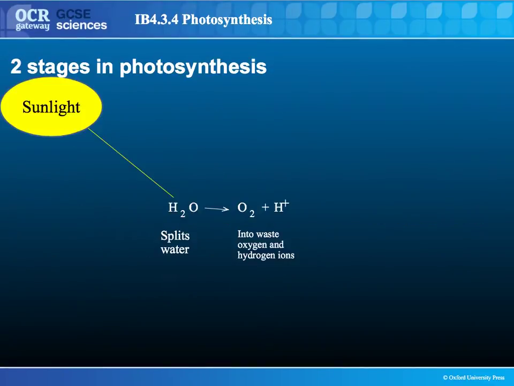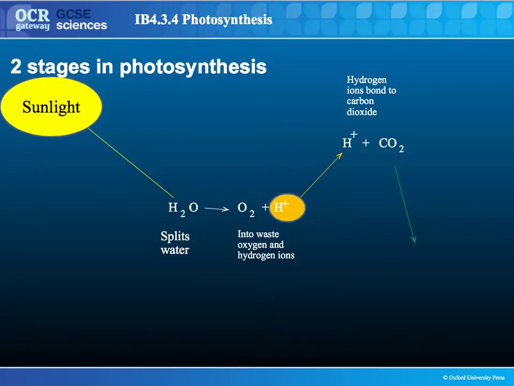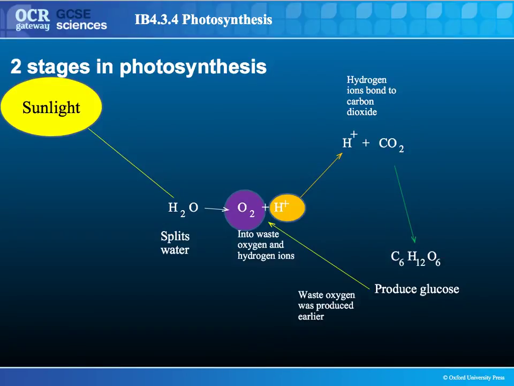The process of photosynthesis occurs in 2 stages. We've got the first stage where sunlight hits water and splits it into oxygen and hydrogen ions. These hydrogen ions then bond with carbon dioxide, and these two bonding together produces glucose. Any leftover oxygen, for example here from the splitting of water, and any leftover in this reaction to produce glucose, is given off as waste oxygen.